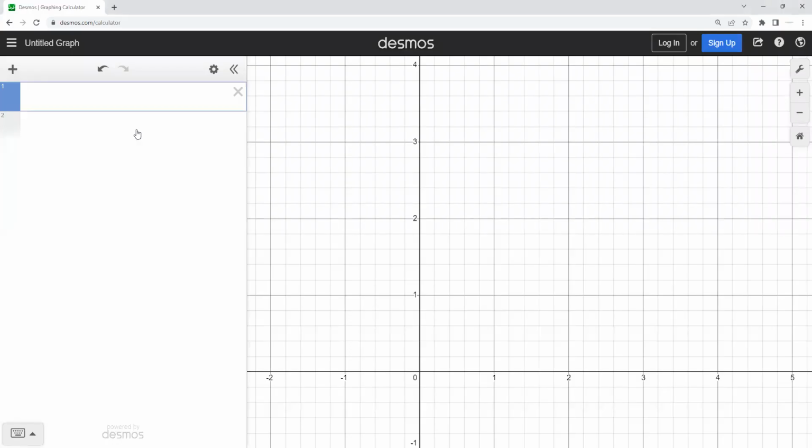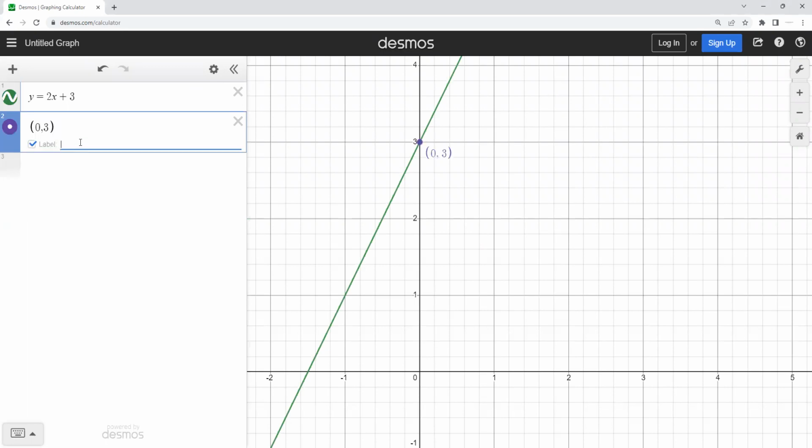So remember, slope-intercept form is y equals mx plus b. Let's say I have y equals 2x plus 3. 2 is the slope and 3 is the y-intercept. So what is the y-intercept? It's where it hits on the y-axis. You can see there, it hits on the y-axis. What is the x-intercept? It's where it hits on the x-axis. For the y-intercept, your x-coordinate is always 0. And for the x-intercept, your y-coordinate is always 0.